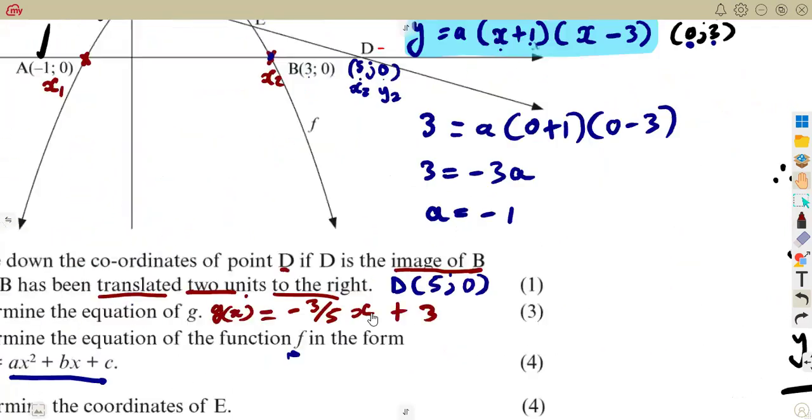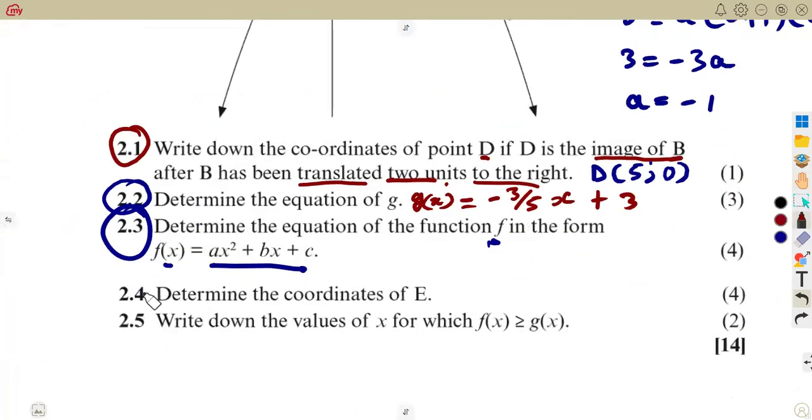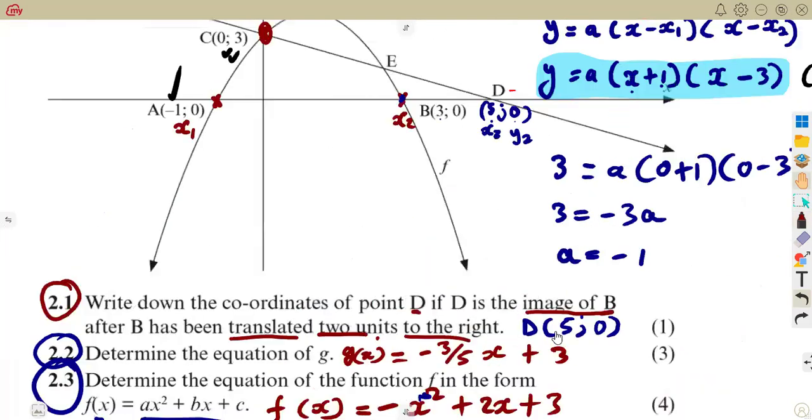All right, let's consider another part. We are also asked to determine the coordinates of E. All right, remember there we now have our function that is y is equal to, so you can write it as f of x is equal to, the answer that we got, remember it was minus x squared plus 2x plus 3. All right, so that's it, we are done. So the coordinates of E, which is 4 marks to calculate the coordinates of E.